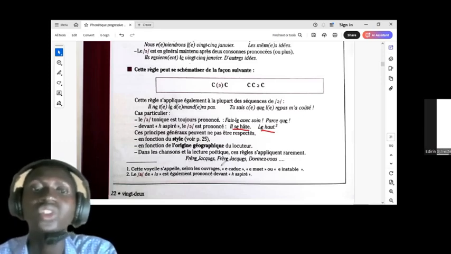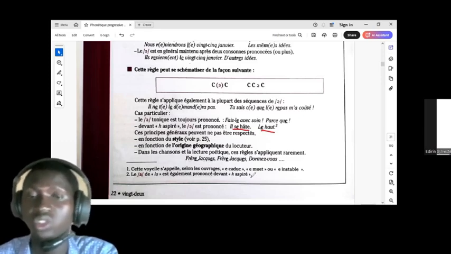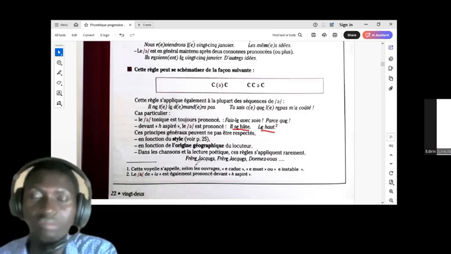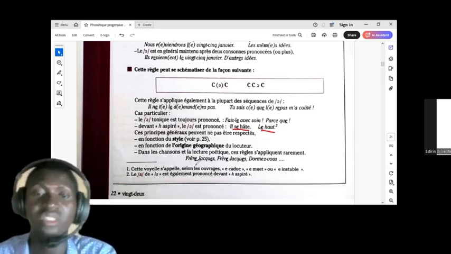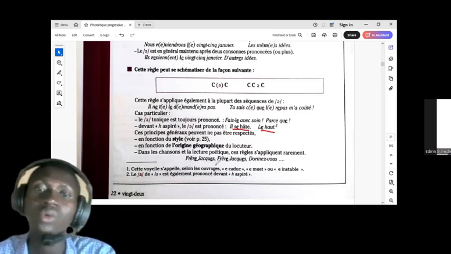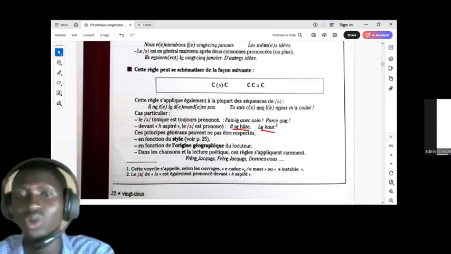So, Frère Jacques, dans des chansons, in songs as well, where it is normally left for poetic reasons, it is pronounced. For example, we have Frère Jacques, dormez-vous.